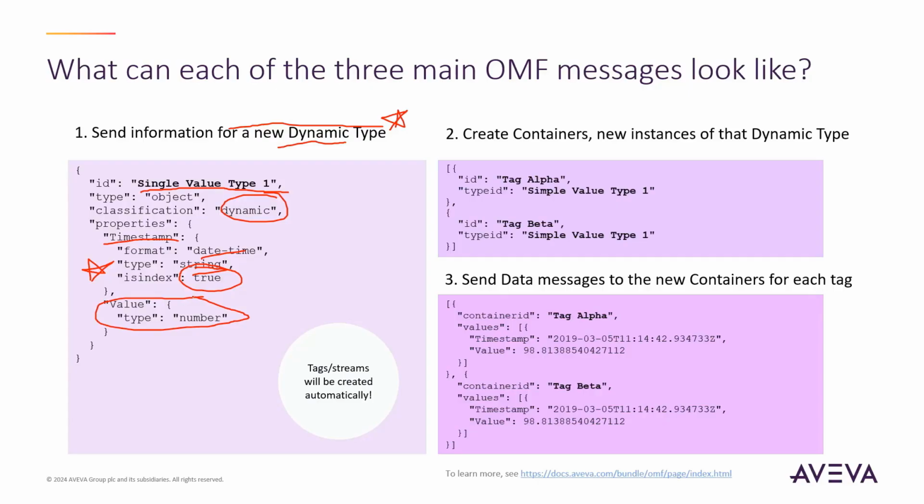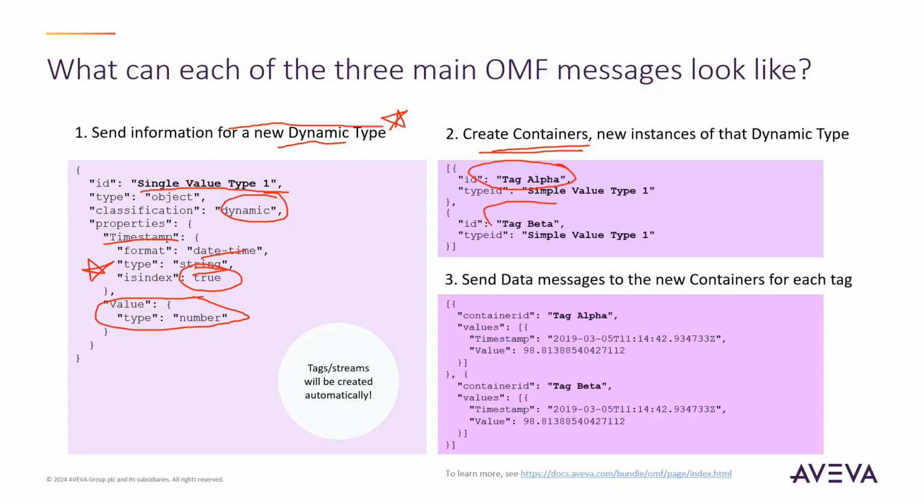So this is a very simple type, something that's very easy to trend, very easy to work with. We're just sending things called single value type 1, and they're all going to have a timestamp and a value. But now we need to create instances of this. So in our second container message, we send a message that says, okay, what's going to be my ID of this container, which would be the name of your PI Point or the name of your stream in the Edge Data Store or Connect Data Services.